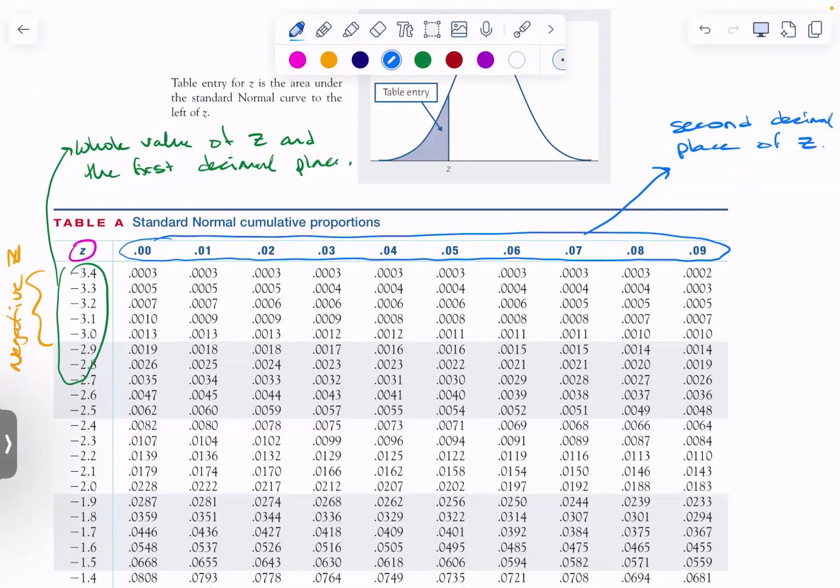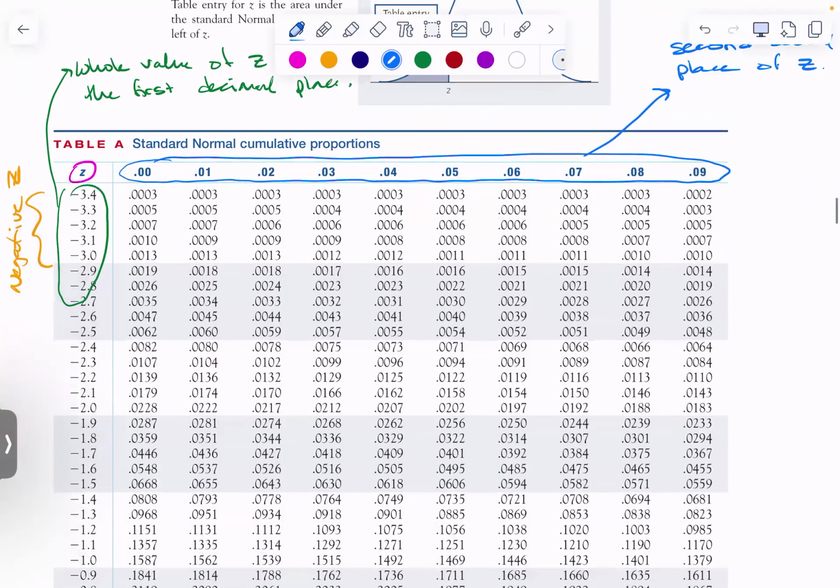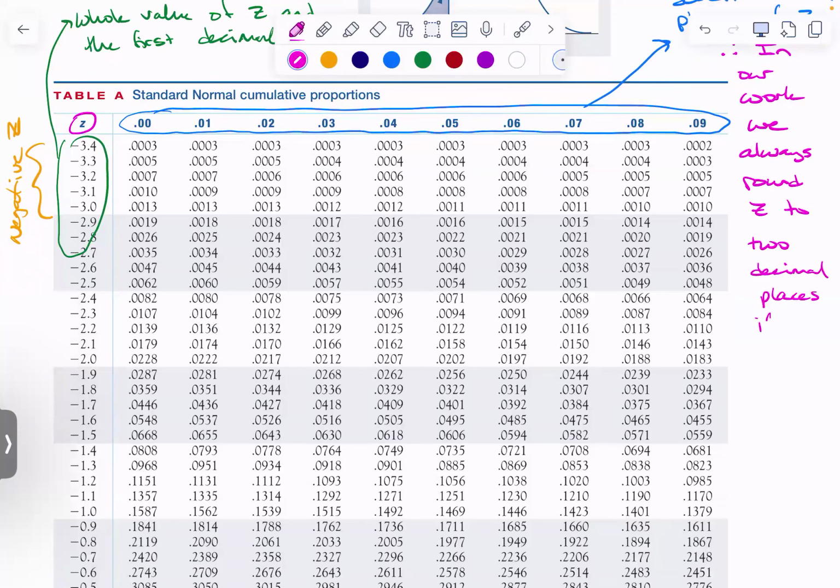And so if we're using the Z table, therefore, in our work, we always round Z. You have to round properly to 2 decimal places. It's going to take the whole page here, if using the Z table.